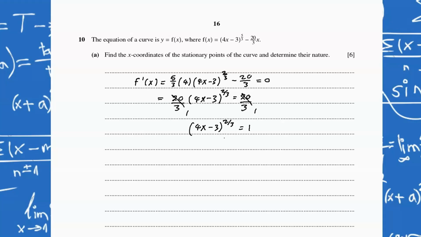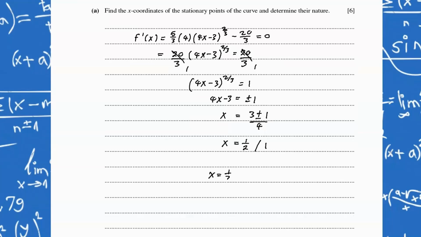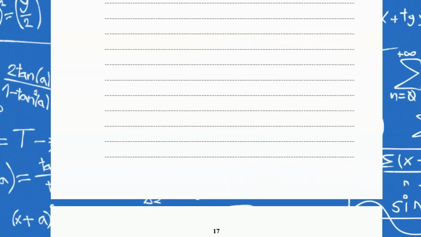So we'll cube both sides and square root both sides, so that we'll be having 4x minus 3 is equal to plus or minus 1. So x will be 3 plus or minus 1 all over 4. So x will be having values of 3 minus 1 over 4, that's a half, and 3 plus 1, that's 4 over 4, or 1. So these are the x coordinates. All right, x is equal to a half and x is equal to 1. Let's go on to the next part of the question.